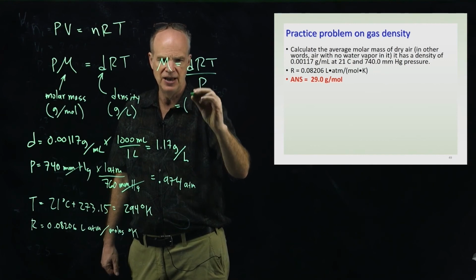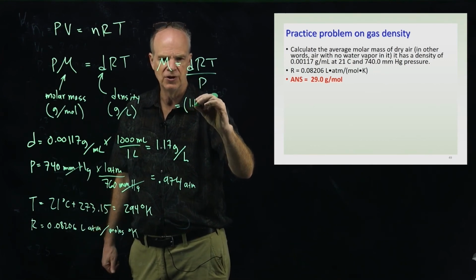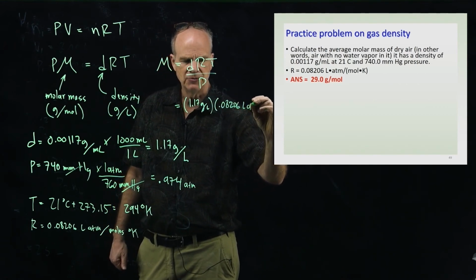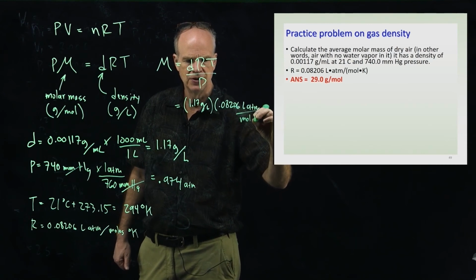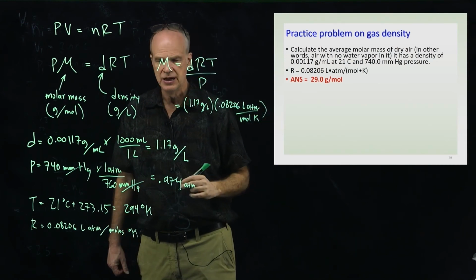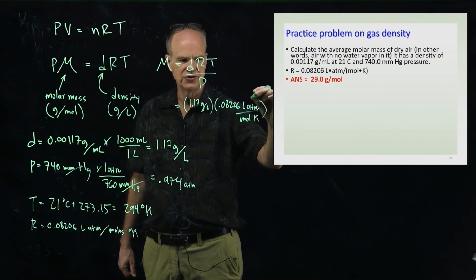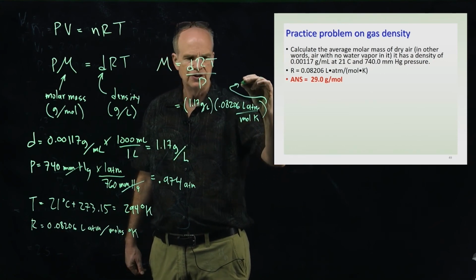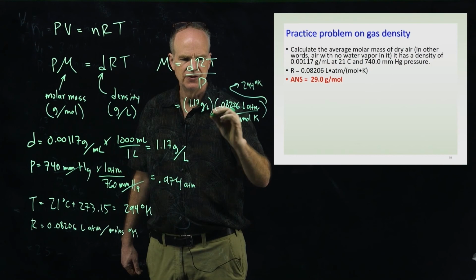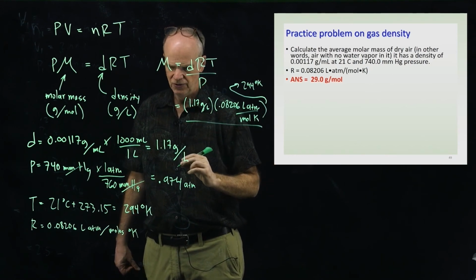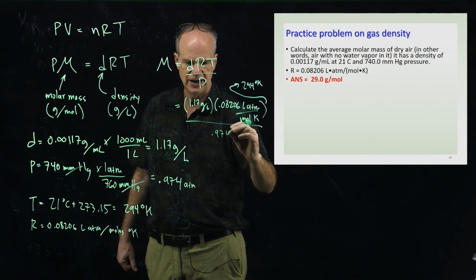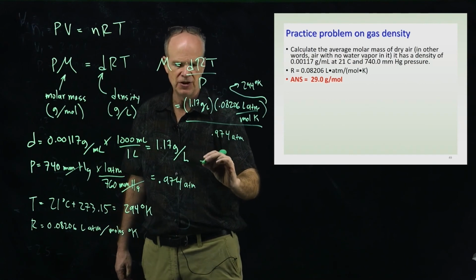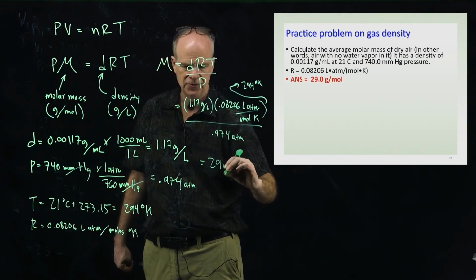So we have, again, density must be in grams per liter. So it's 1.17 grams per liter. R is 0.08206 liters atmospheres over moles degrees Kelvin. And then finally, we have a temperature. It looks like I'm going off the screen here, so I'll just write it up here. The temperature is going to be 294 degrees Kelvin divided by the pressure, which is going to be 0.974 atmospheres. And so our answer should be 29 grams per mole.